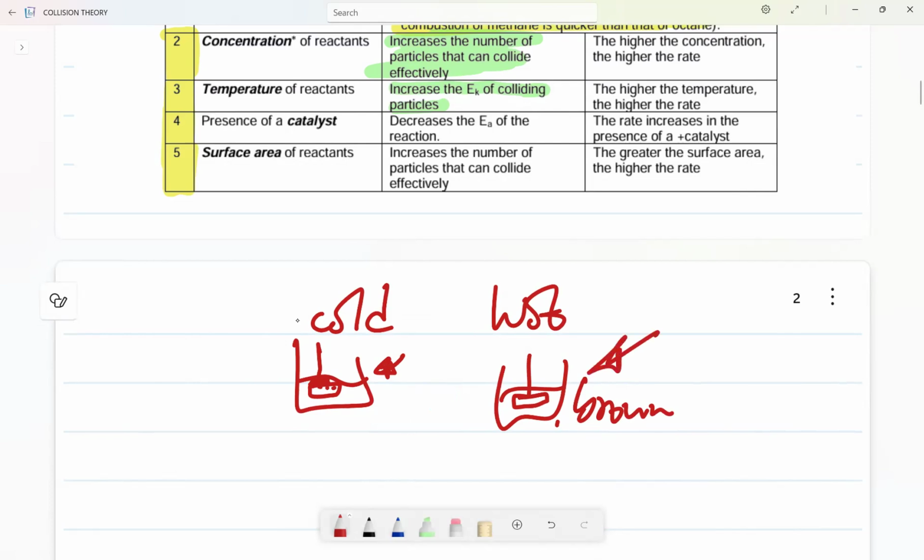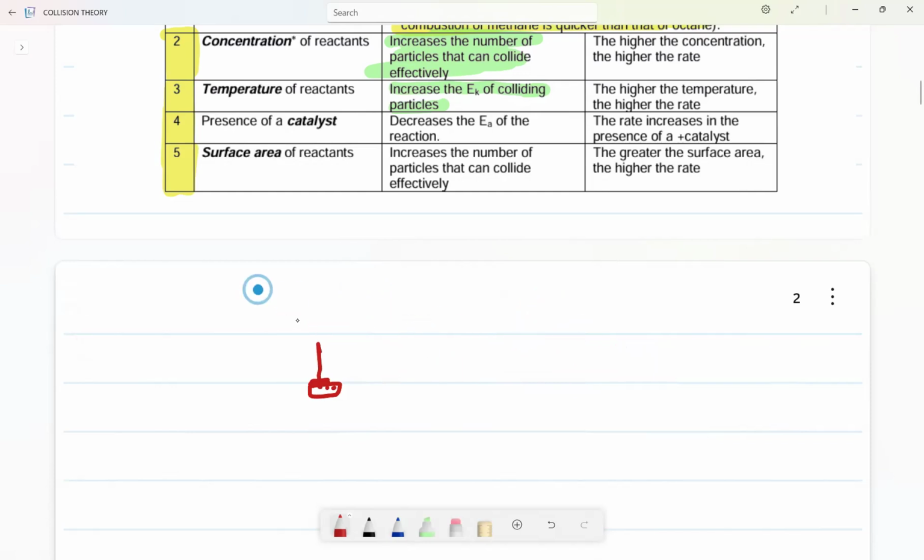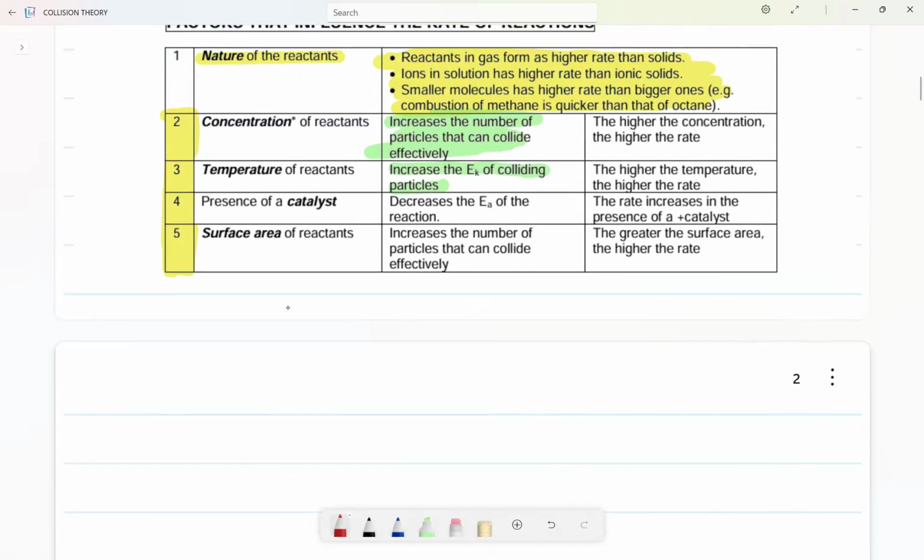So can you see the reaction for this tea bag to become brown? It was faster, but for this one it was slower. I'm trying to explain this in a way that it will make sense. Even in an exam, you make a practical of these things, okay?